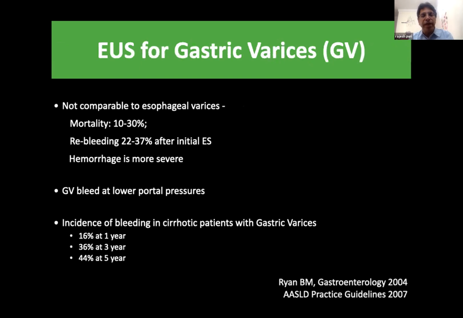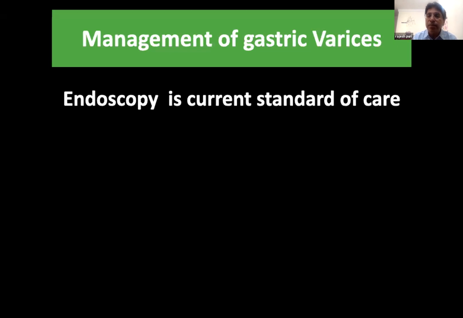When we talk about gastric varices, they are not comparable to esophageal varices because they are different. Gastric varices can bleed even at low portal hypertensive pressure. They are associated with high mortality, and the rebleed rate is also very high. The incidence of gastric varices is up to 1/5 to 1/2 of patients when you follow up from 1 year to 5 years. So a sizable number of patients have gastric varices.